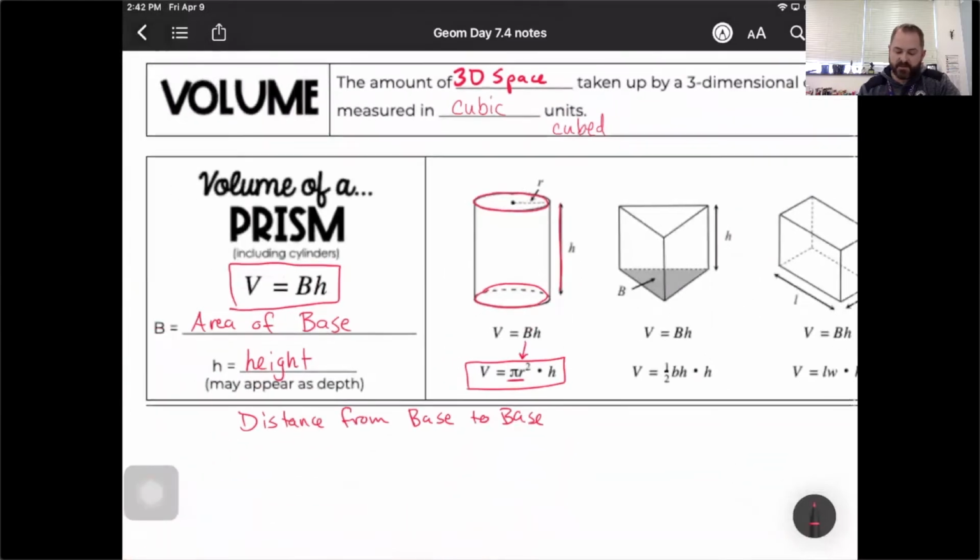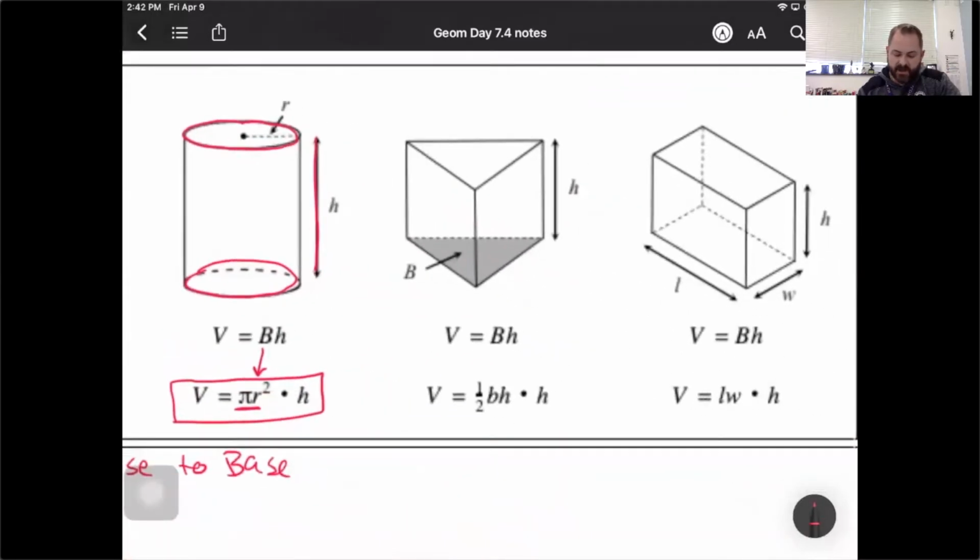But in any other prism, volume is just the area of the base times the height. Area of the base times the height, over and over again, kind of memorize that. And the only thing that changes from one prism to another prism is the shape of that base. And since the base of this one is a triangle, we would use the area formula 1/2 base times height.